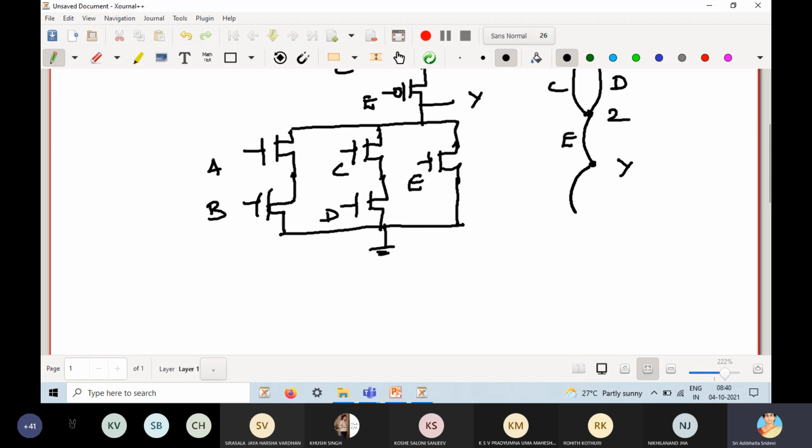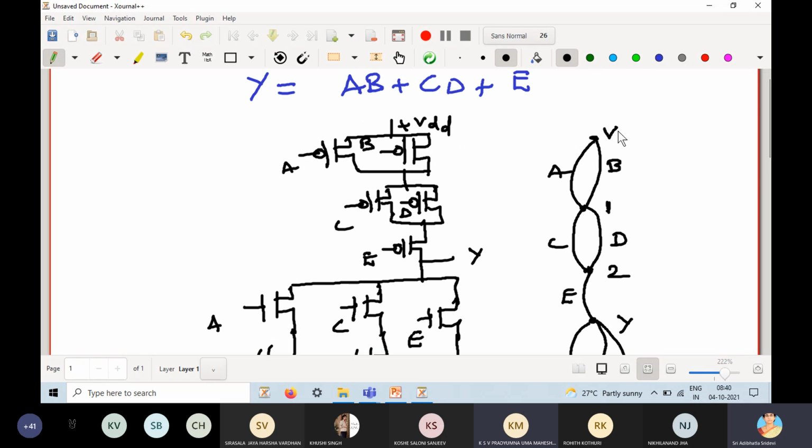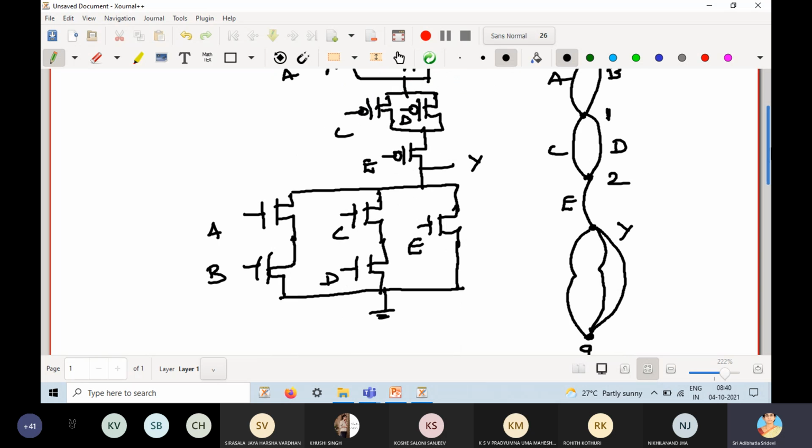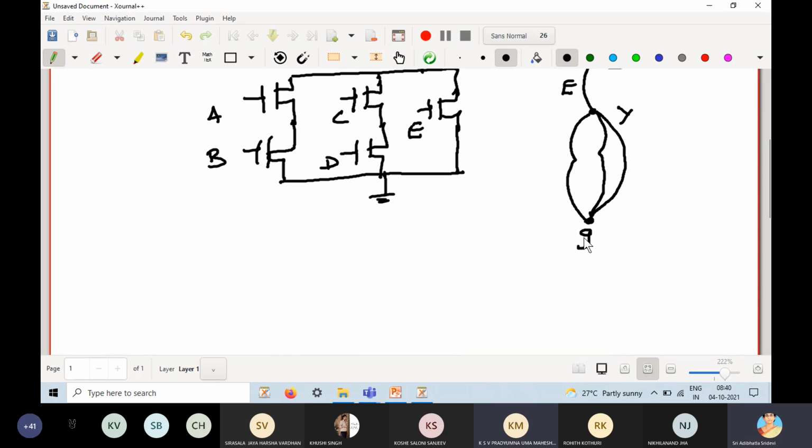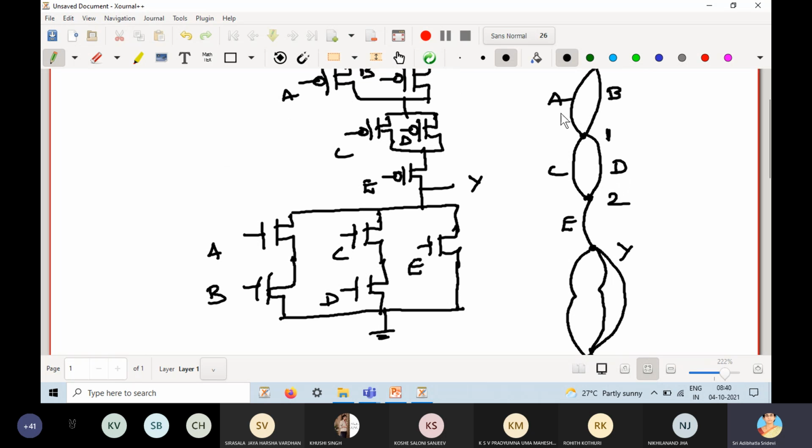Here, this node, I'm calling it Y. Then again, I have these two, then these two, then this. And this node is G. Please don't change these names. So this is VDD, make it V. And Y, make it Y. G, ground, make it G. Remaining additional nodes, you can name them as you like; I named them 1 and 2, you can make them X and Y.